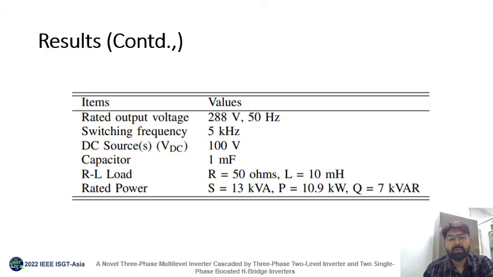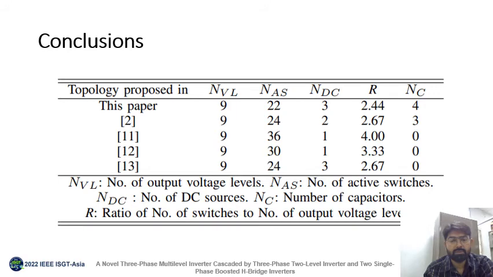All the simulations are done in the MATLAB Simulink environment with these parameters. The DC source we have taken is 100 volts, and the switched capacitor has a capacitance of 1 millifarad. We have taken an RL load having a resistance of 50 ohms and an inductance of 10 millihenry. We have operated the switches at 5 kilohertz and we are getting the output voltage as 288 volts RMS at 50 hertz.